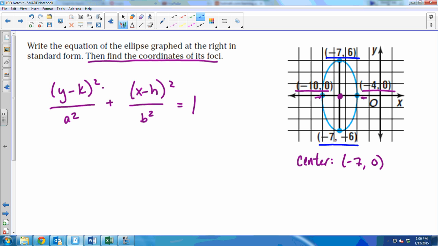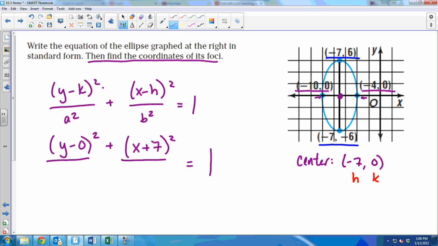We good? All right, so we can put H and K in at least, right? This is H, this is K. Be careful. So I have y minus 0 squared plus x plus 7 squared. I do not have the denominators yet. Everyone good? Make sure you put K where it goes and H where it goes. Right. All right, I need to know what A is and what B is.